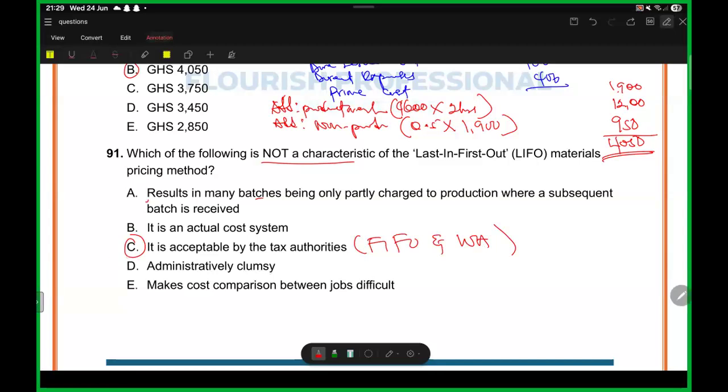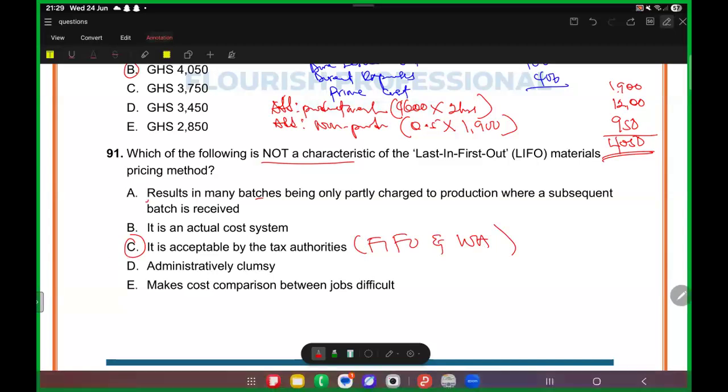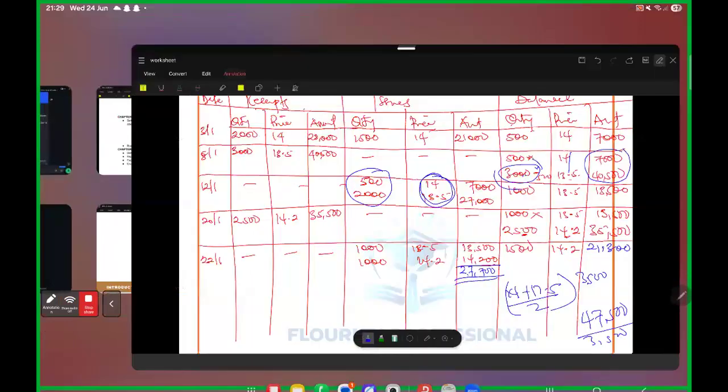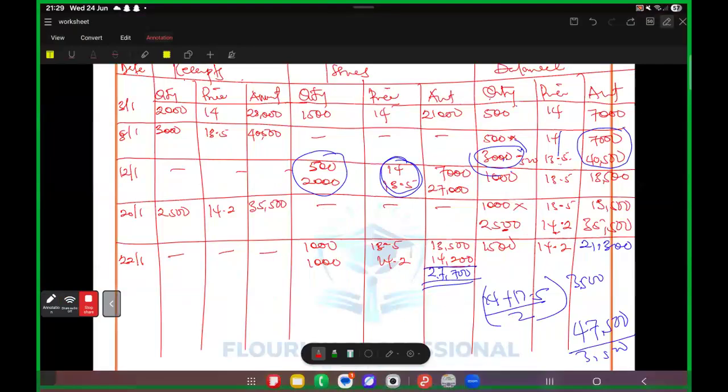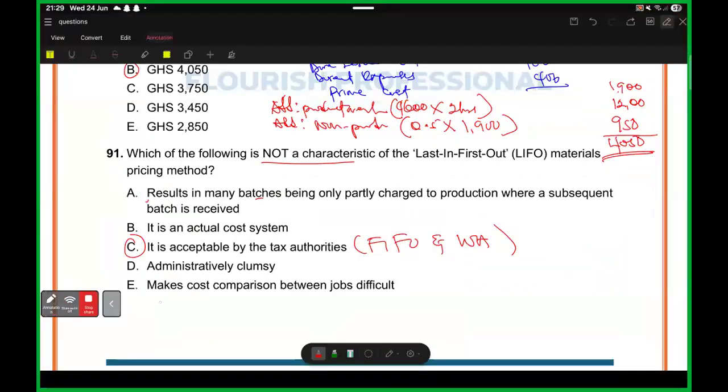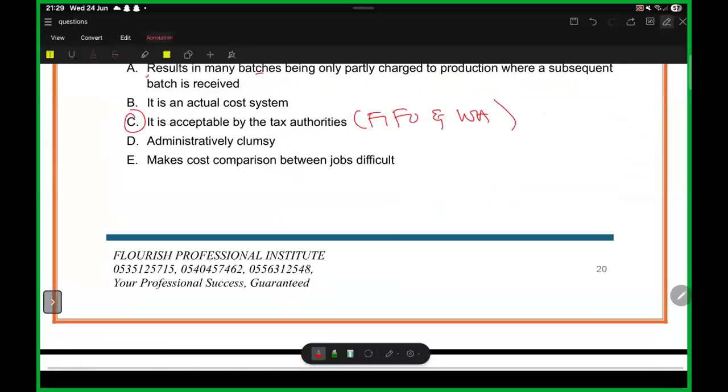It's administratively clumsy. You could see what we are doing. You can be recording so many. Imagine a lot of them. It becomes very, very difficult, and makes cost comparison between jobs very, very difficult. So the answer is C.